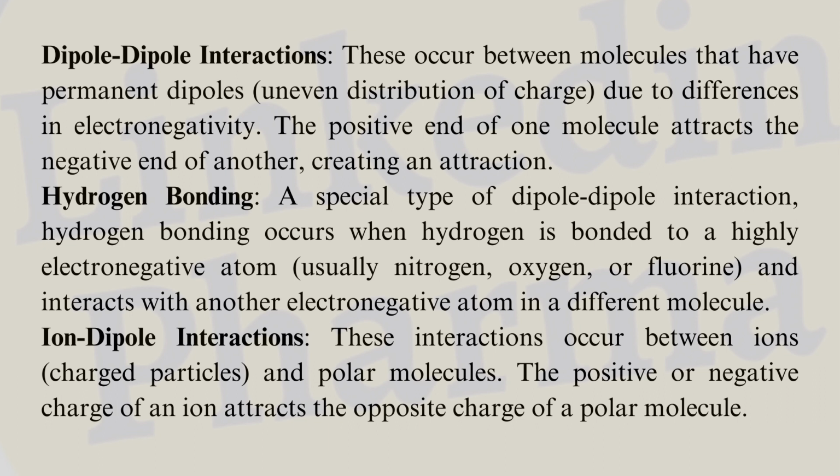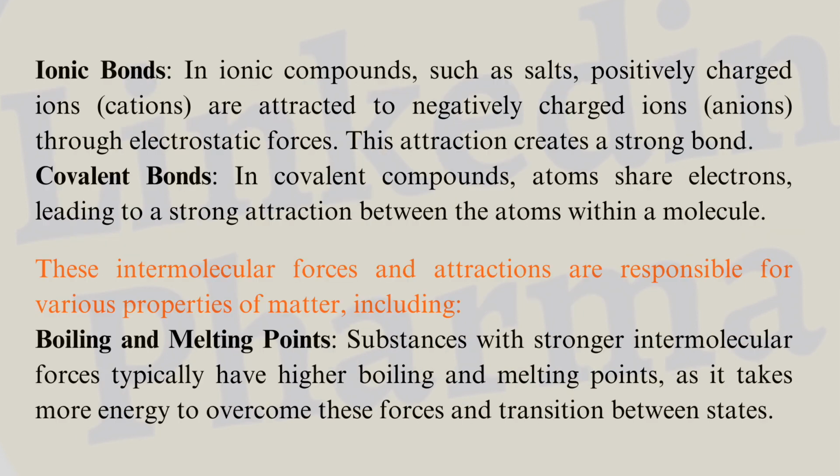4. Ion-dipole interactions. These interactions occur between ions, charged particles, and polar molecules. The positive or negative charge of an ion attracts the opposite charge of a polar molecule. 5. Ionic bonds. In ionic compounds, such as salts, positively charged ions, cations, are attracted to negatively charged ions, anions, through electrostatic forces. This attraction creates a strong bond. 6. Covalent bonds. In covalent compounds, atoms share electrons, leading to a strong attraction between the atoms within a molecule.